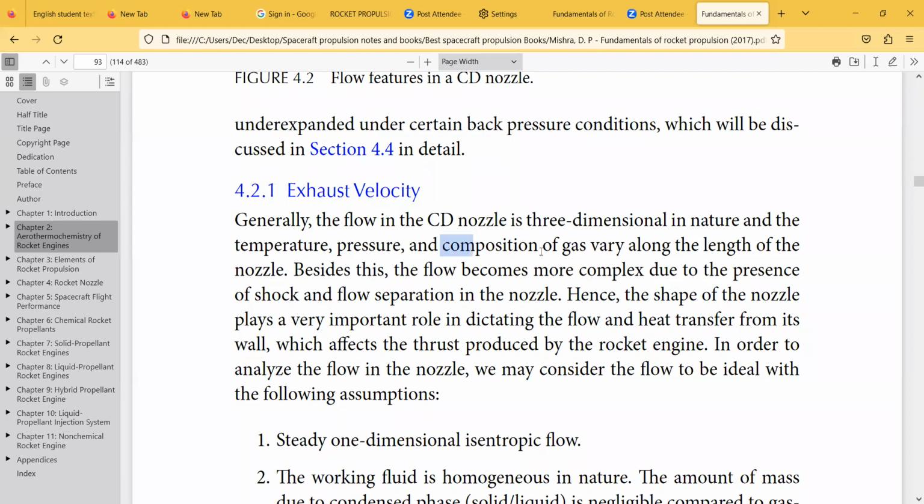This composition is related to the density. So wherever there is a pressure change or temperature change, there is a composition change also. These things vary along the length from the combustion chamber to the exit. So for that, we have some assumptions. Actually, the actual nozzle is 3-dimensional in nature, but the flow we consider as steady 1-dimensional isentropic flow.